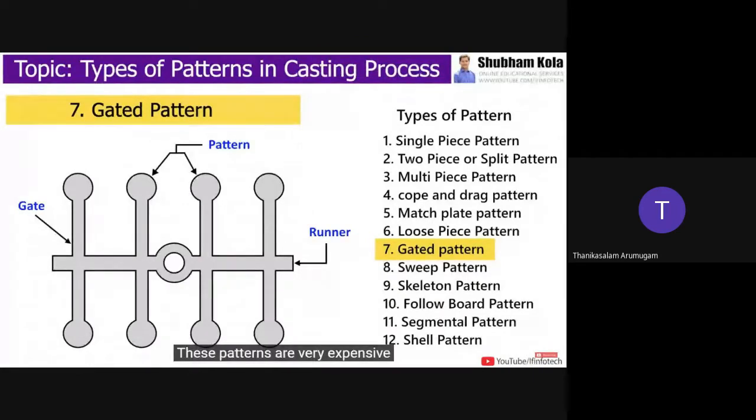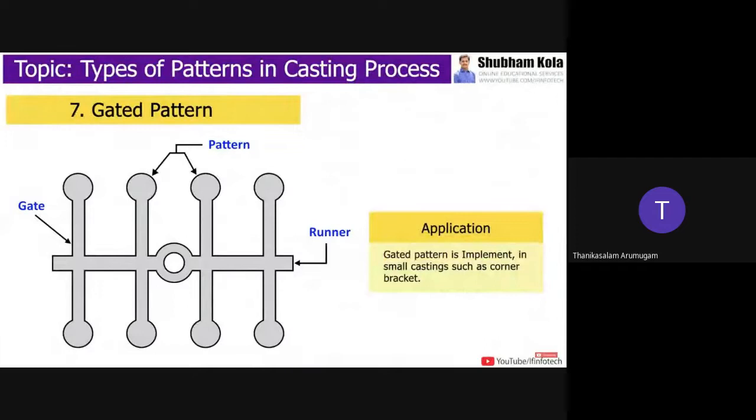These are loose patterns where gates and runners have already been attached. These patterns are very expensive. Due to their high cost, they are used for creating small castings. These small castings are further used in molding machines as well as in mass producing processes. This type of pattern is used in small castings such as a corner bucket.